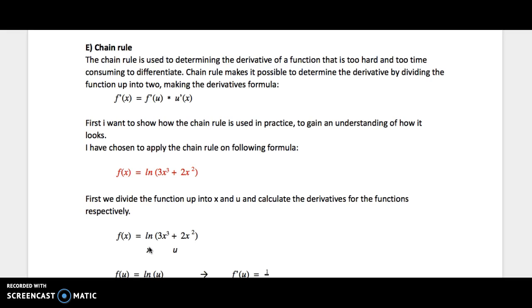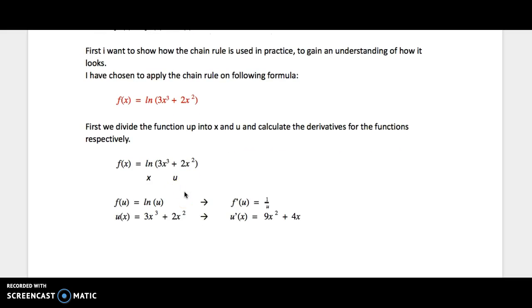So first I want to show how the chain rule is used in practice to gain an understanding of how it looks. So I've chosen to apply the chain rule on the following formula: f of x equals natural log of 3x cubed plus 2x squared. So first we divide the function up into two, into the x and the u, and calculate the derivatives for the functions respectively.